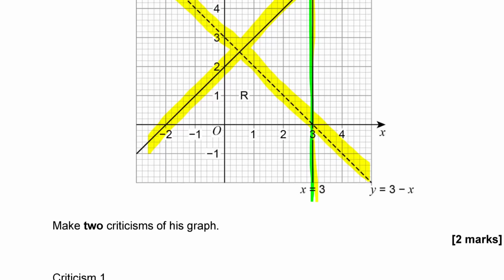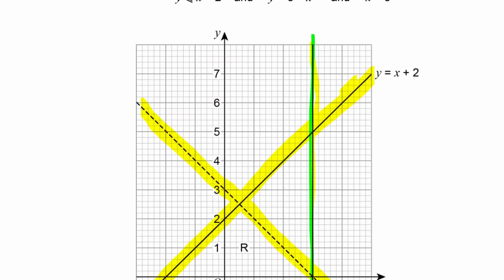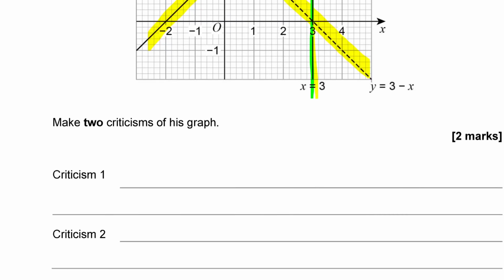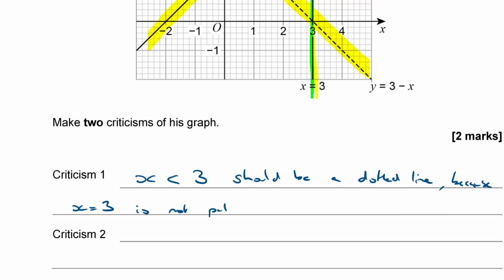So it's the line x less than 3 should be a dotted line. So that's my first criticism. x less than 3 should be a dotted line. Why is that? Because x equals 3 is not part of the region. That's why we use a dotted line. It isn't part of the thing that we're drawing. So that's the first criticism.